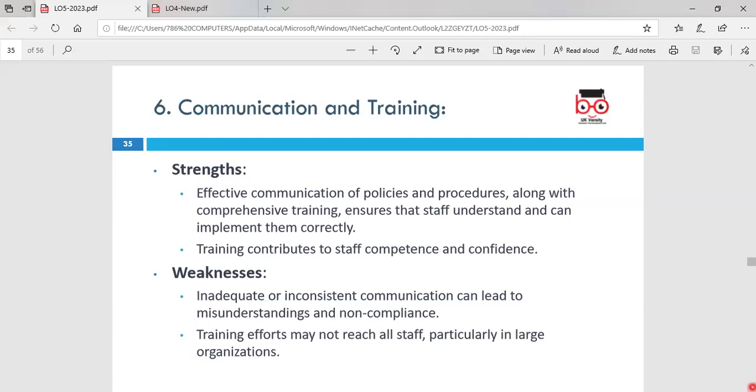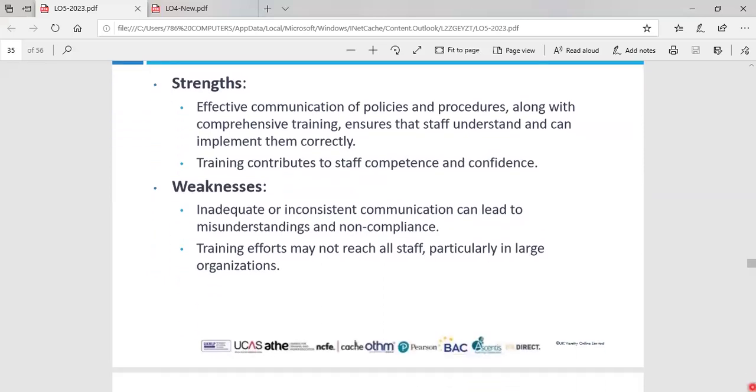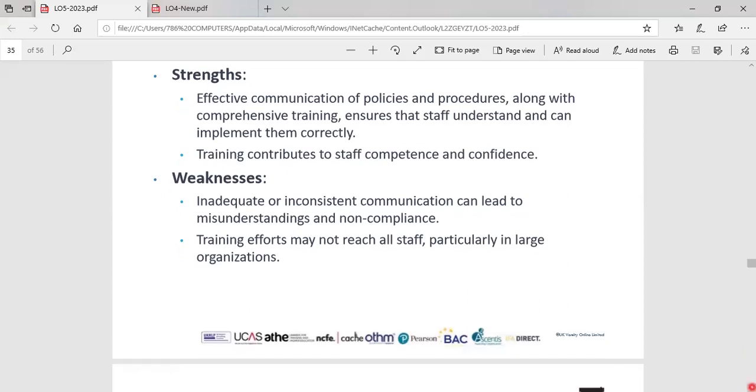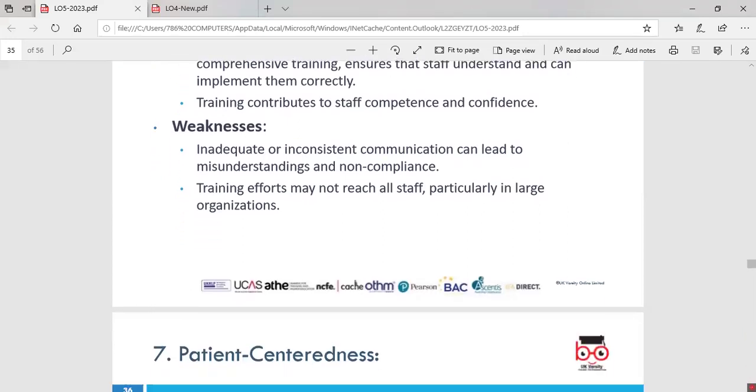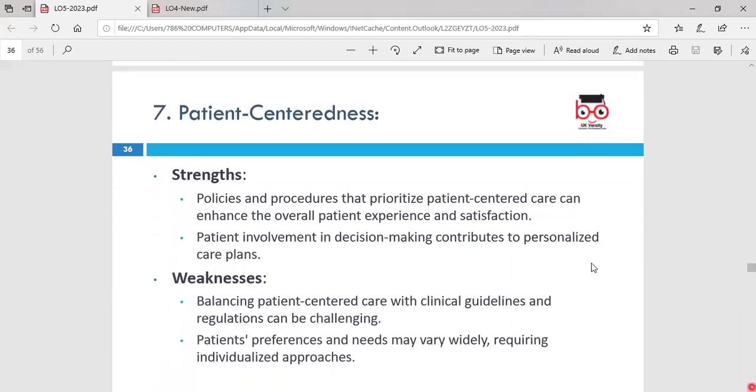Communication and training have always been very helpful when you're communicating policies and procedures. You can give comprehensive training and ensure that staff understand and implement the policies and procedures properly. It gives the staff competence and confidence. However, if the communication is inadequate or inconsistent, there could be misunderstandings and non-compliance, and training efforts may not reach all staff, particularly in large organizations. Then patient-centeredness is very important.